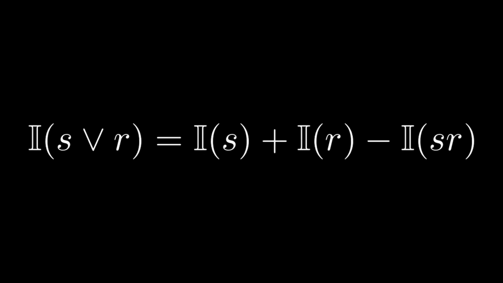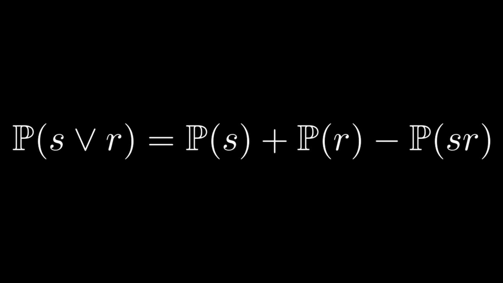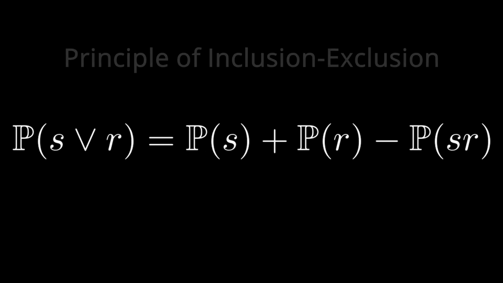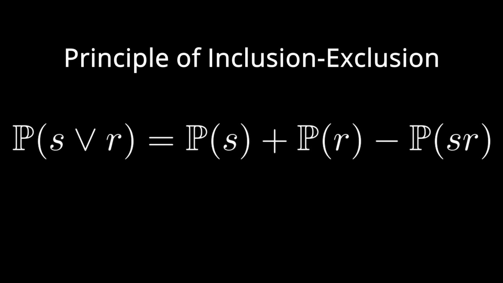Earlier, it was shown that for any two logical statements, the indicator of S or R is the indicator of S plus the indicator of R minus the indicator of S and R. And the same principle holds for events as well. This is called the principle of inclusion-exclusion.